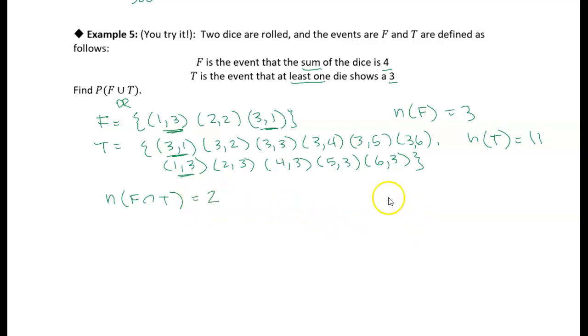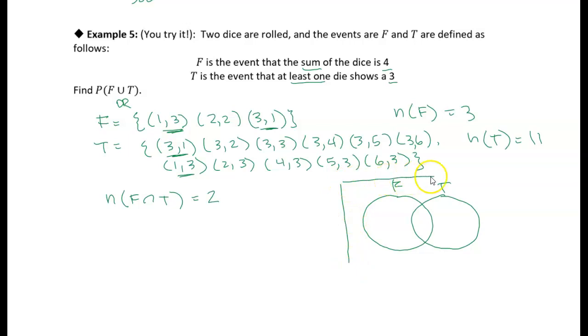Now we could put this in a Venn diagram if we wanted to. We don't necessarily need to in this one. You can probably figure it out without a Venn diagram, but I'm going to show it on one just so we can visualize what's happening. We've got 3 elements in the F set, where the sum is 4, and 11 elements in the T event where at least one die shows a 3. And then we found that there are 2 elements they have in common. We know there are 36 ways to roll the dice, and then we can fill in the rest of the Venn diagram.